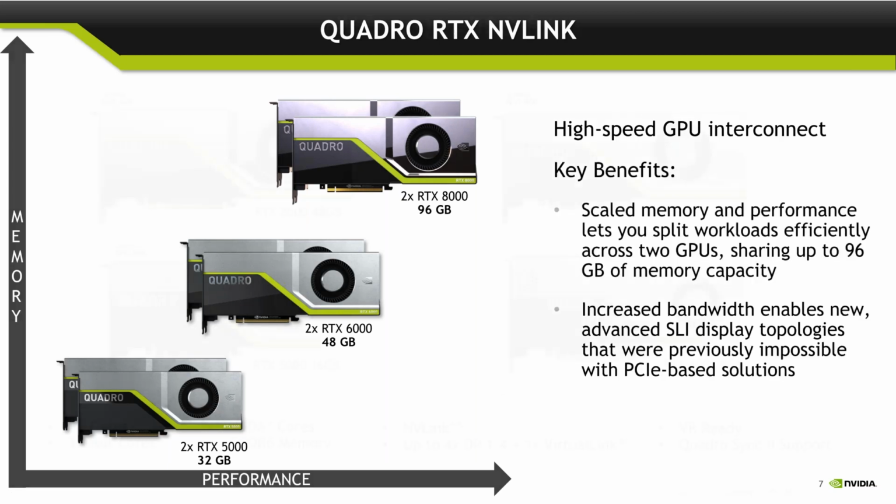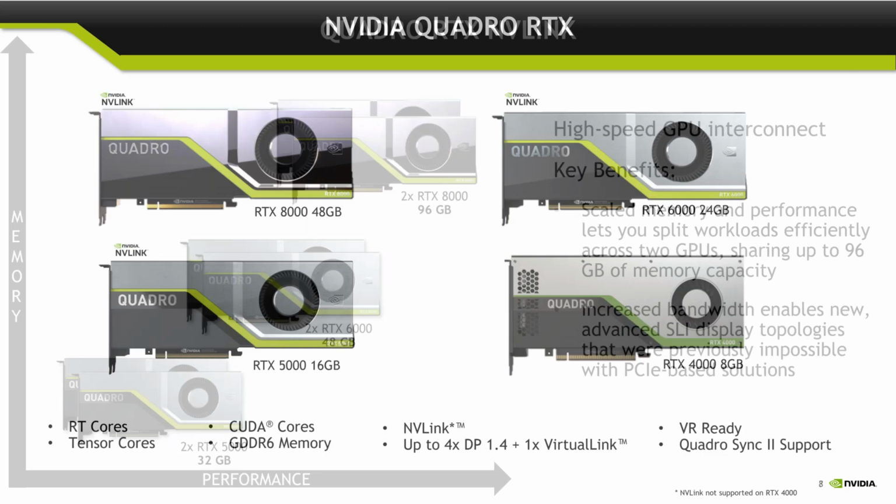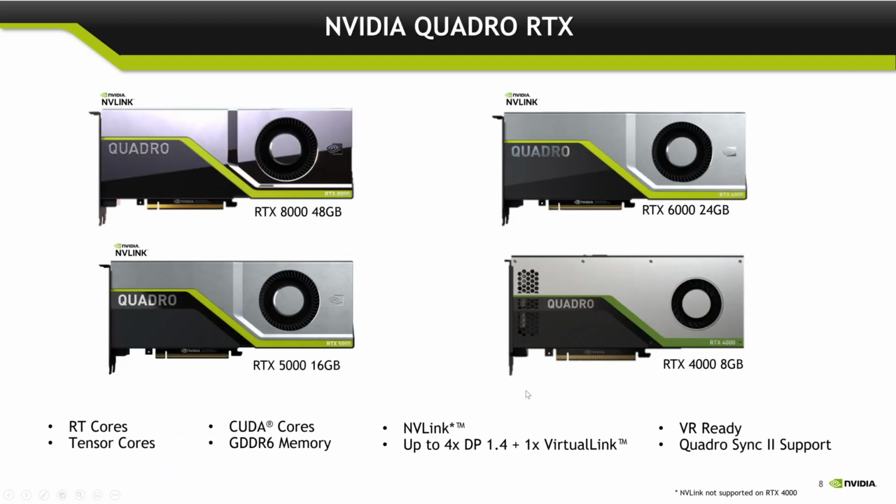So to give you an idea of the GPUs available in the Quadro RTX stable, you have the 4000, which is an 8 GB GPU and does not support NVLink, the 5000 with 16 GB, the 6000 with 24 GB, and then the highest one, the RTX 8000, which has got 48 GB of video memory in it. The 5000, 6000, and 8000 support NVLink connection technology, so that you can scale between GPUs when you need to. All right. So moving on.